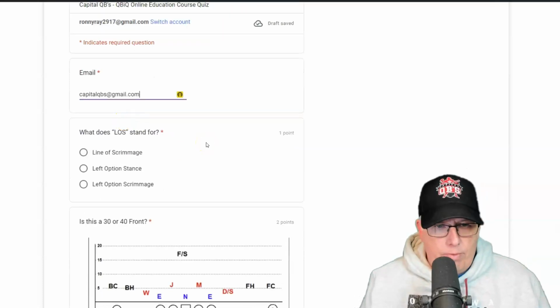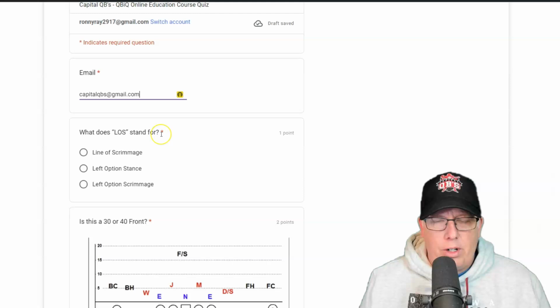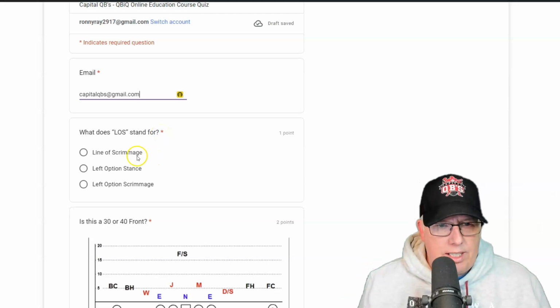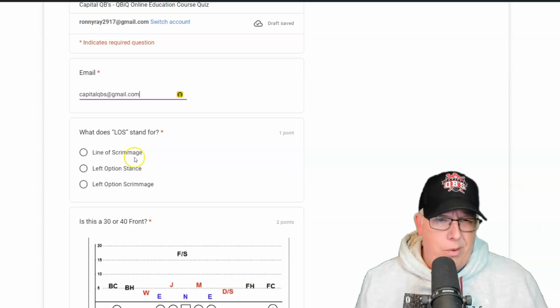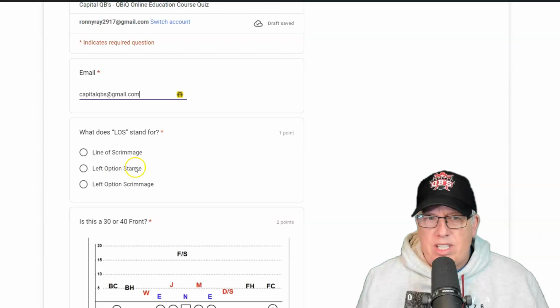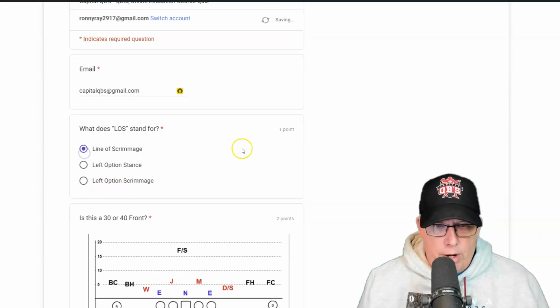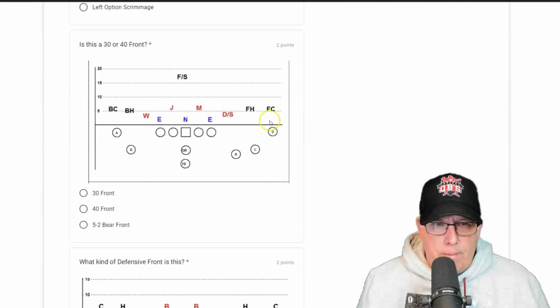It's worth 1 point. What does LOS stand for? So you know, sometimes you're in the huddle or a coach gives you a playbook, and you see these abbreviations, and you're saying, okay, what does that mean? Is it line of scrimmage, left option stance, or left option scrimmage? All right, so I think it's line of scrimmage, right? So we'll do that. Question number 2.